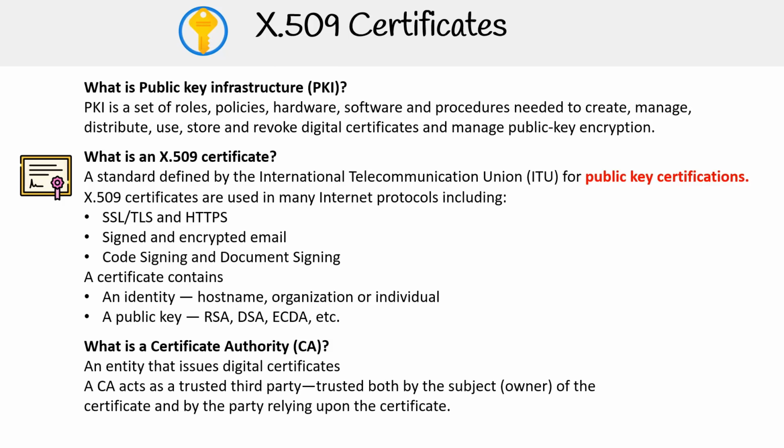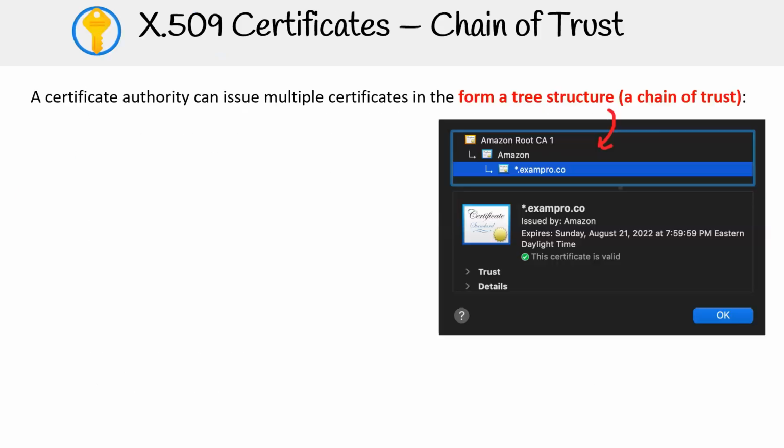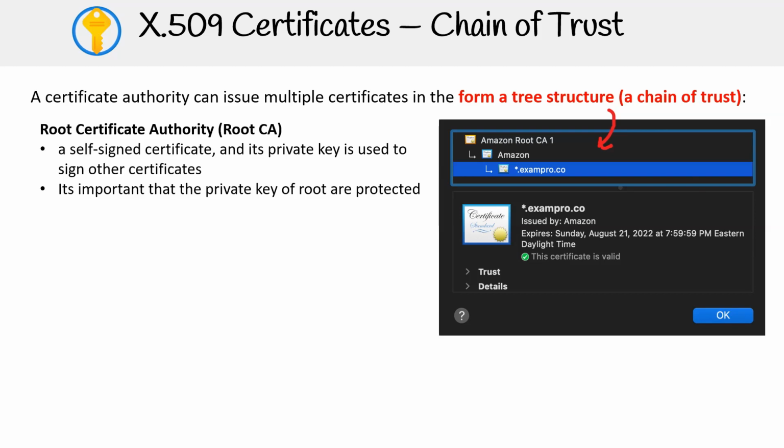But who issues these certificates? Here comes the role of the certificate authority, a trusted entity that issues digital certificates. A CA acts as a trusted third party, trusted both by the subject of the certificate and by the party relying upon the certificate. A certificate authority can issue multiple certificates in the form of a tree structure known as a chain of trust. Root certificate authority.